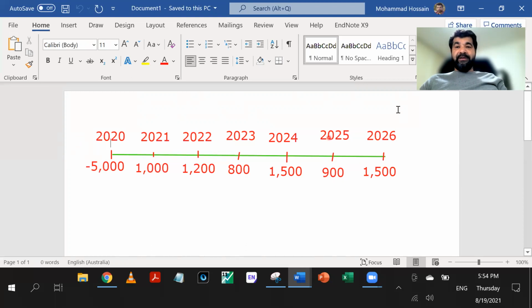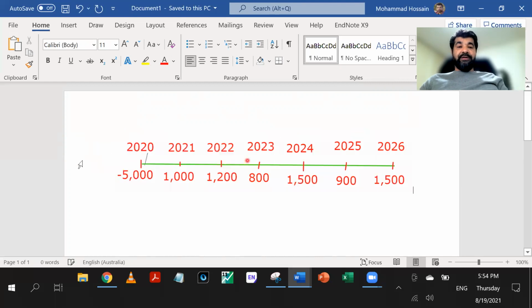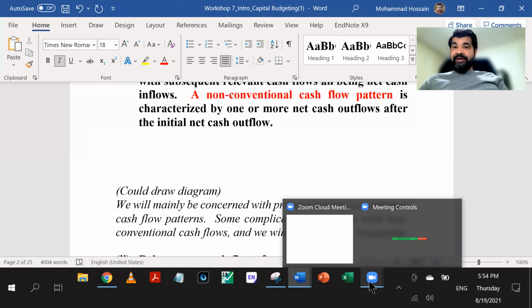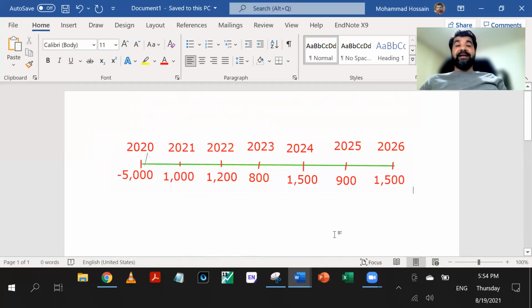This is our line, for example, okay? So now, when you say non-conventional, terms will be like this. Look, just on the first one, the first year the money is going out, all the time money is coming in. It's conventional. Non-conventional, it might happen that again in 2023, we have to again invest some money. Some money will be going out of the business again.